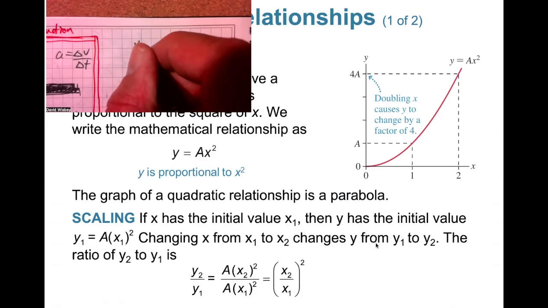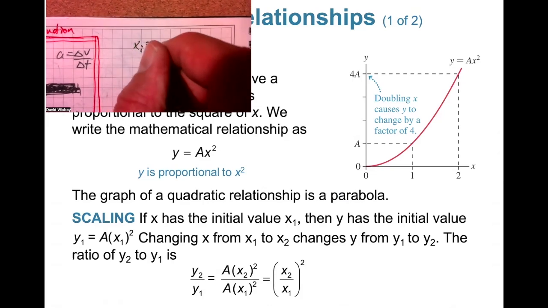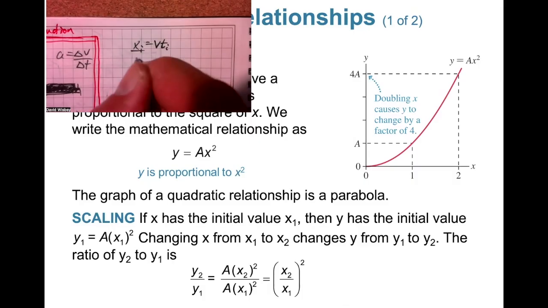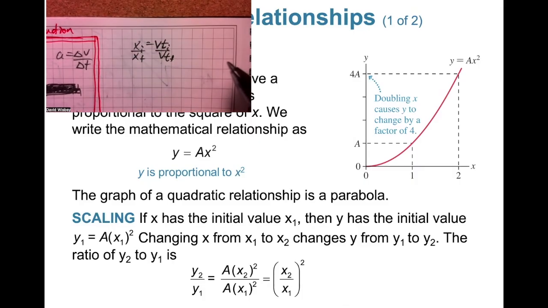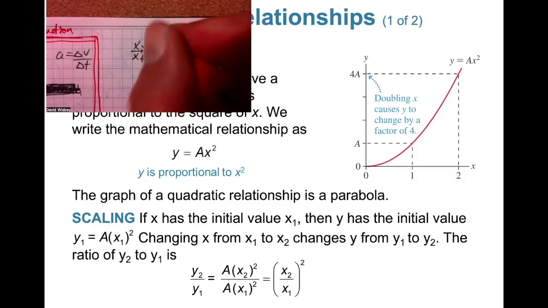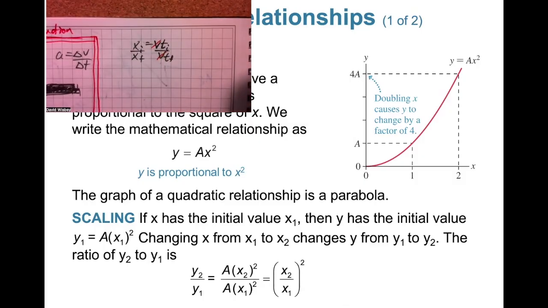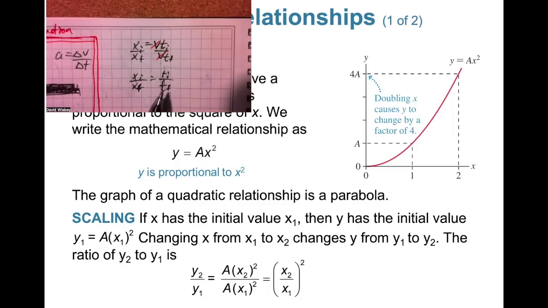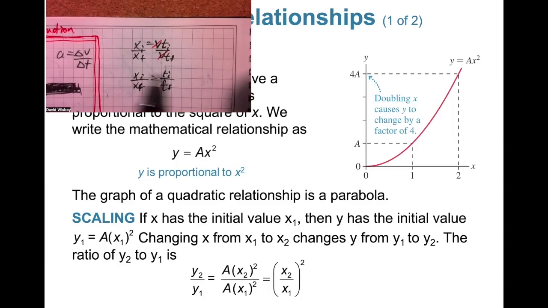I'm going to say x initial is equal to my velocity times t initial, and I can divide this by x final equals v times t final. That's nice because my velocities cancel out, and now I just have this fraction. So x i over x f equals t i over t f. Now I can solve for my final time or my final position. I don't care about the velocity.